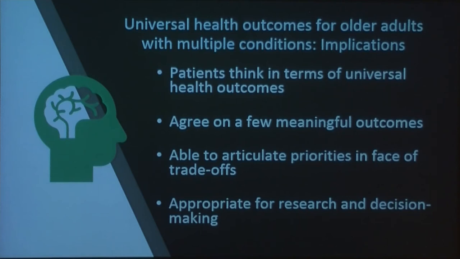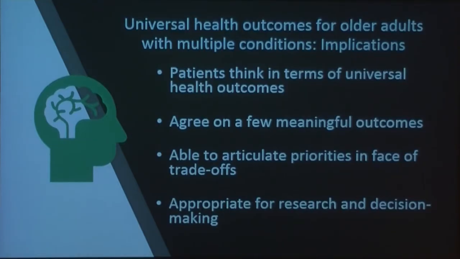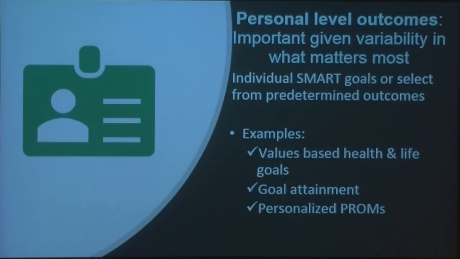They may measure it a little bit differently across countries, but pretty much the same categories. Again, people are able to articulate the priorities in the face of trade-offs with these universal health outcomes. And we can measure benefit and harm on the same scale, which I think is very important. And I think they are appropriate, therefore, for research as well as for decision-making. So that's at the population level.